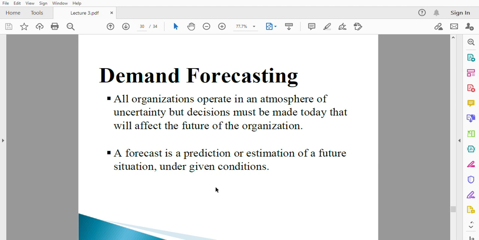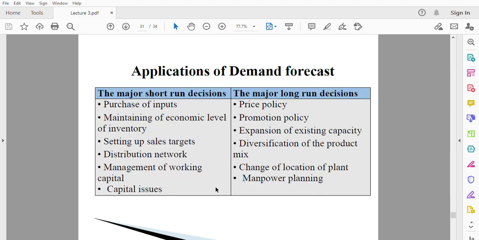And every company produces either a good or a service. So your good or service must be demanded. By that, you would have to know how to forecast what the demand of your good or service in the future will be. That is what brings us to the importance of demand forecasting.